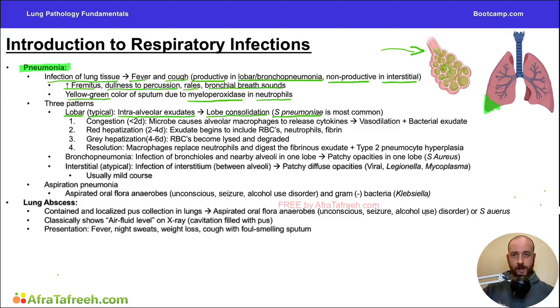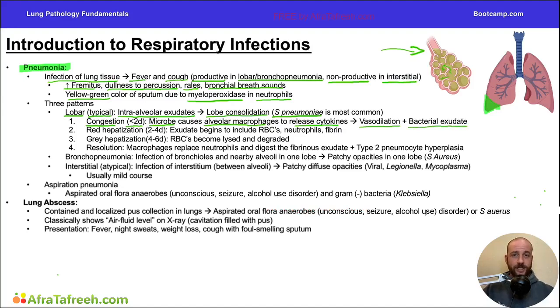And lobar pneumonia classically follows a 4-step disease process. The first step in this process is called congestion, and this happens within the first 2 days of the infection. What happens in congestion is a microbe, like strep pneumo, is introduced into the alveoli, and it's going to cause alveolar macrophages to release certain cytokines, and those cytokines are going to cause vasodilation of the surrounding vessels. That vasodilation allows some fluid to leak into the alveoli, and that fluid mixing with the bacteria creates a bacterial exudate.